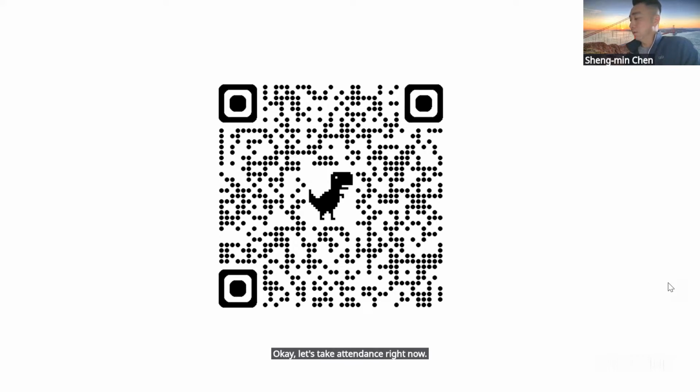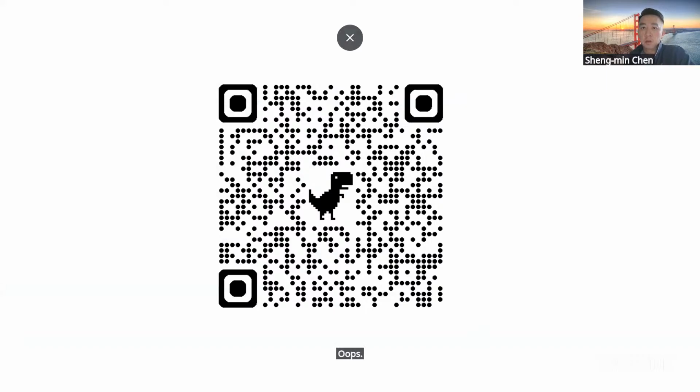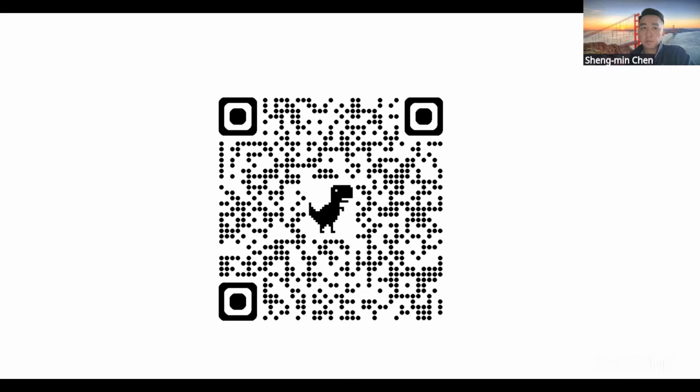Okay, let's take attendance right now. Take a minute and everybody take a screenshot of the QR code and sign in. Okay, everybody got it?